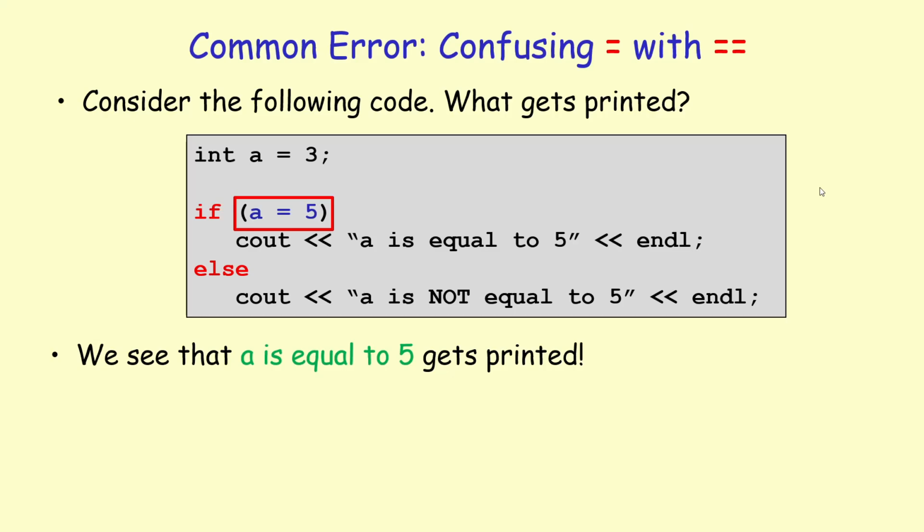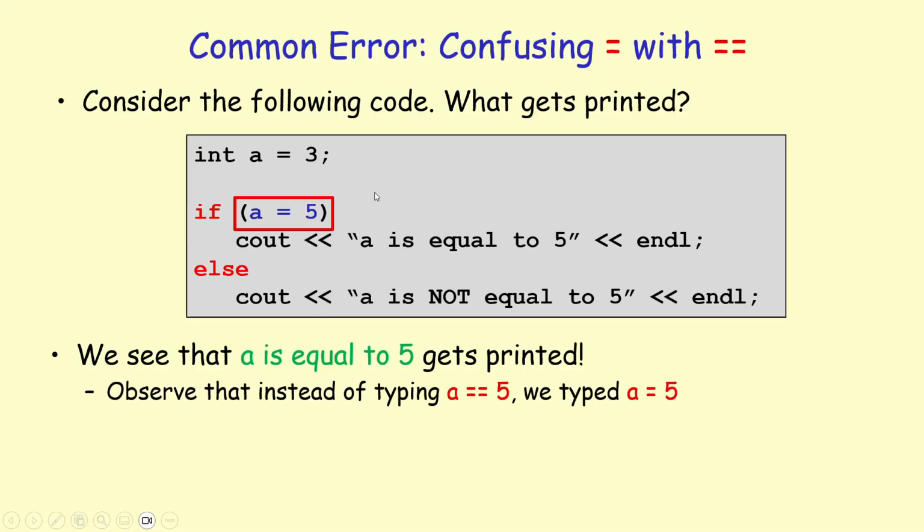And you would think, what's going on? Because the value of a is 3. a is not equal to 5. So why are we seeing a is equal to 5 on the screen? This doesn't make any sense. And the reason is that the programmer has confused the assignment operator with the equality operator. Look at the expression in the if statement. It is not using the equality operator, equals equals. By mistake, the programmer has used the assignment operator. So a is assigned 5 rather than a is compared to 5.